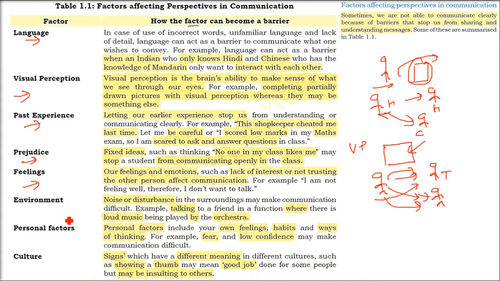Environment. Now, if there is a noise or a disturbance, there is a lot of sound. Say you are going to a disco or orchestra, and then you want to talk to a friend, you won't be able to, because the noise level will be higher than your voice level. This may be a barrier.